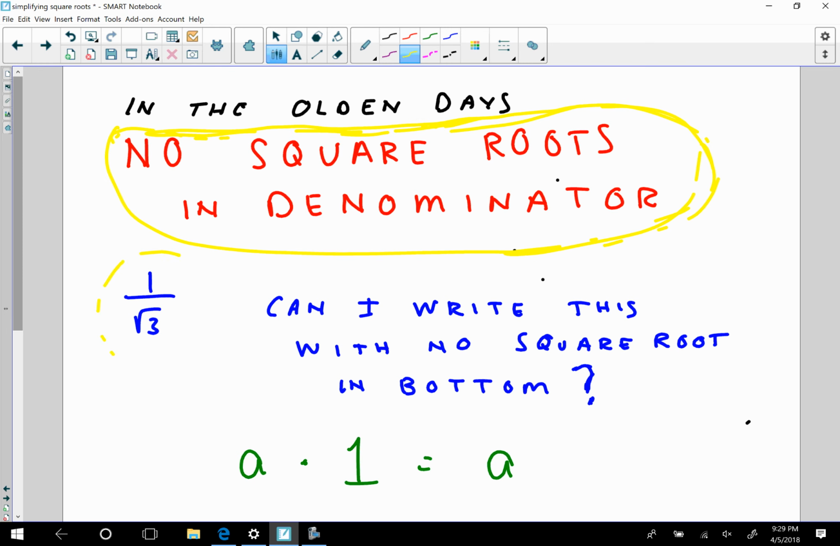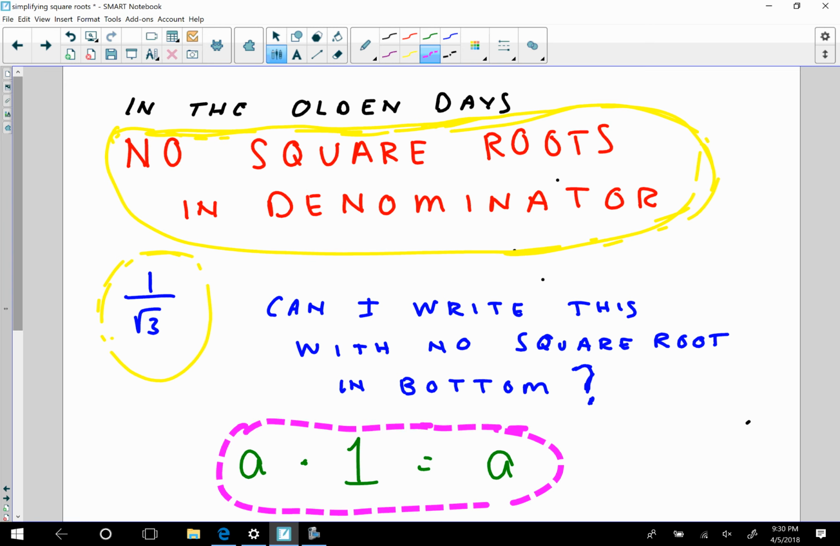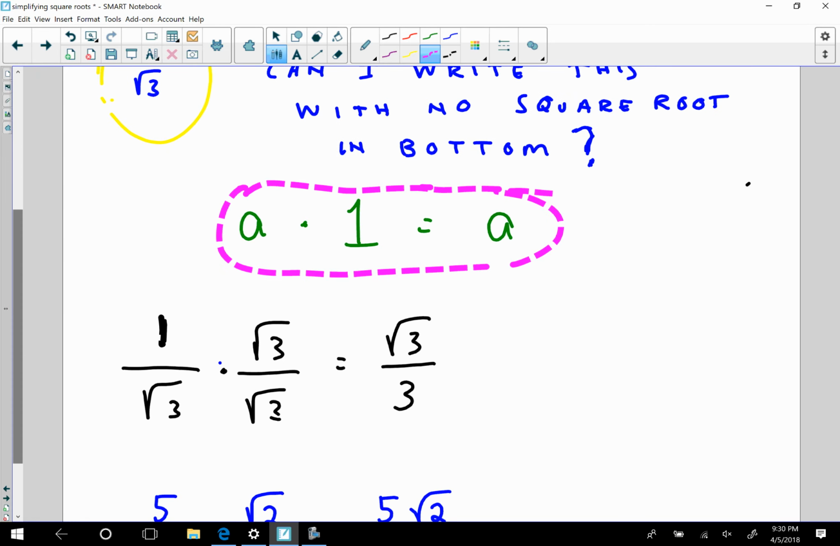Here I have an expression: 1 divided by the square root of 3. Can I write this with no square root in the denominator? Well, yes, I can. I'm going to use this very important property from algebra that says a times 1 is equal to a. So I'm going to multiply this 1 over square root of 3 times 1 disguised and rewrite it.